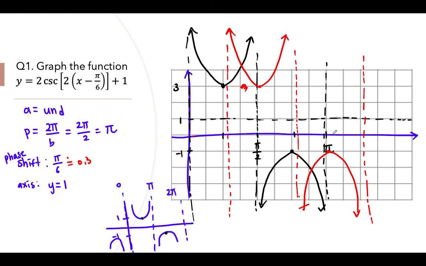So draw everything, including all the transformation, except for phase shift. And then when you're doing the phase shift, you are going to move all the vertical asymptote and the key points to either left or right.